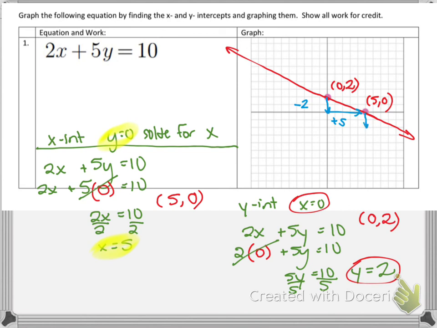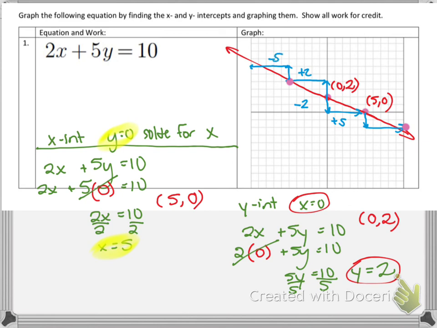If I go down 2 units and over 5 units, that's going to give me another point. Also, guess what? Instead of going down 2 units and right 5 units, I could also go up 2 units and left 1, 2, 3, 4, 5 units, and that will give me another point on this line. Again, I can go up 2 units and left 5 units, 1, 2, 3, 4, 5.